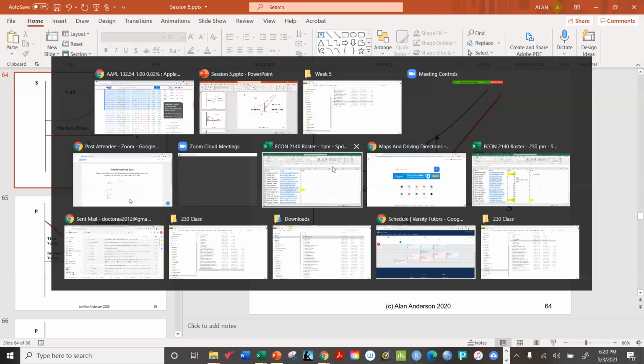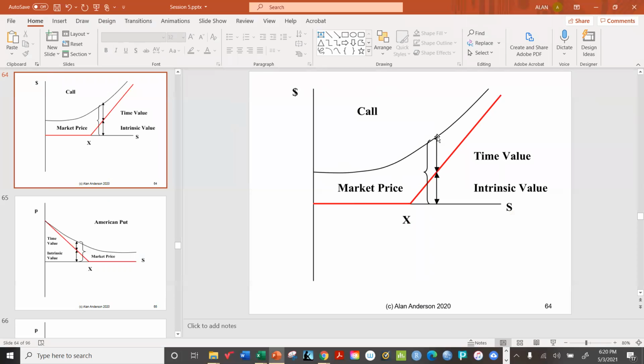So that's what this graph is meant to show us. The vertical distance between the payoff and this black line, which is the market price, is my time value. All right, that's what we call time value. And so the bottom line here with time value is that the longer the maturity of the option, the higher will be the time value.